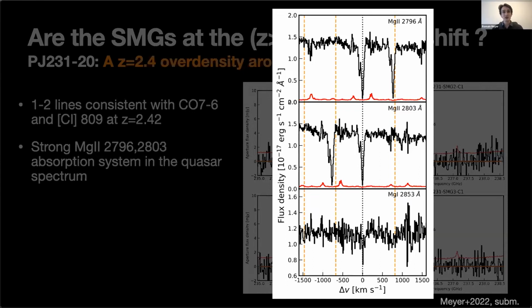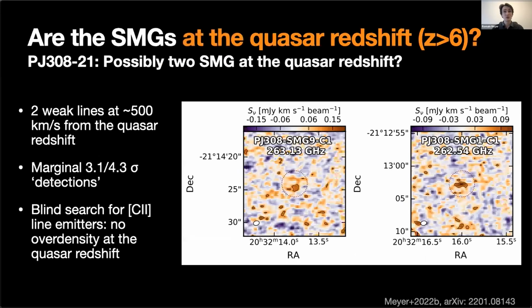So let's go back and try to find if the other SMGs are at high redshift. In all the other SMGs, what we found is only 2 very weak lines. You can see here the emission maps, and this is 3.1 and 4.3 sigma. I wouldn't call these detections with ALMA. And we also ran a search for C+ line emitters. I won't have the time to talk about this, but basically there were no lines that indicated that these SMGs were at the redshift of the quasars. The problem with no line is you don't know if you don't detect C+ and therefore it's an interesting high redshift galaxy, or if it's just low redshift and you had no luck.